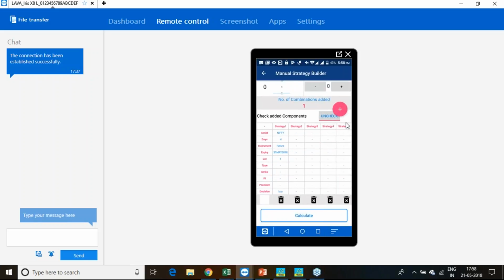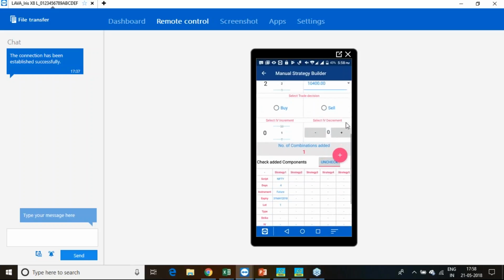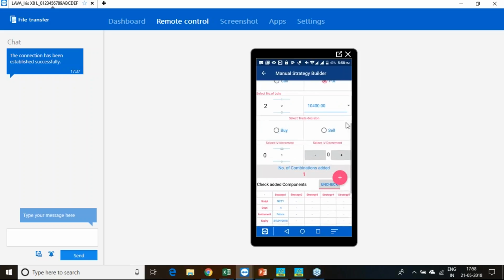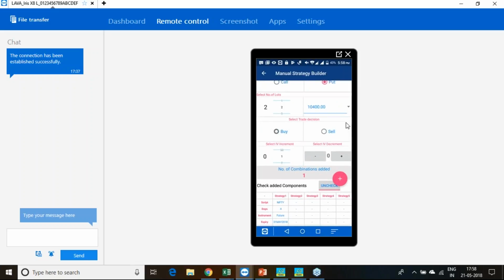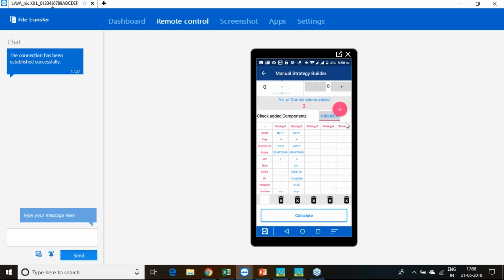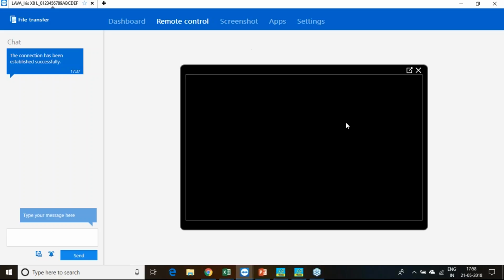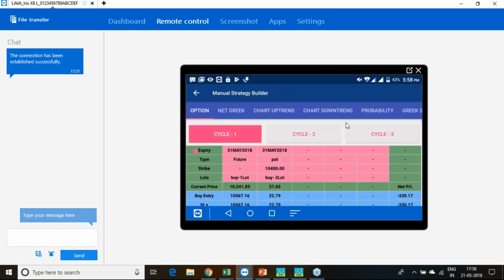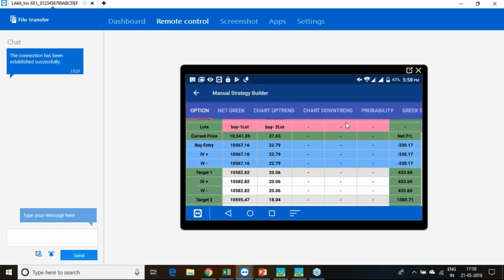After that I just have to see what I have selected. Here I have to buy, select and add, and these two components I have added here. One is the future, another is the option, with 4 days for both. In the future I am buying 1 lot and in put options 2 lots, just to demonstrate how this tool can work. Now I go for calculate.